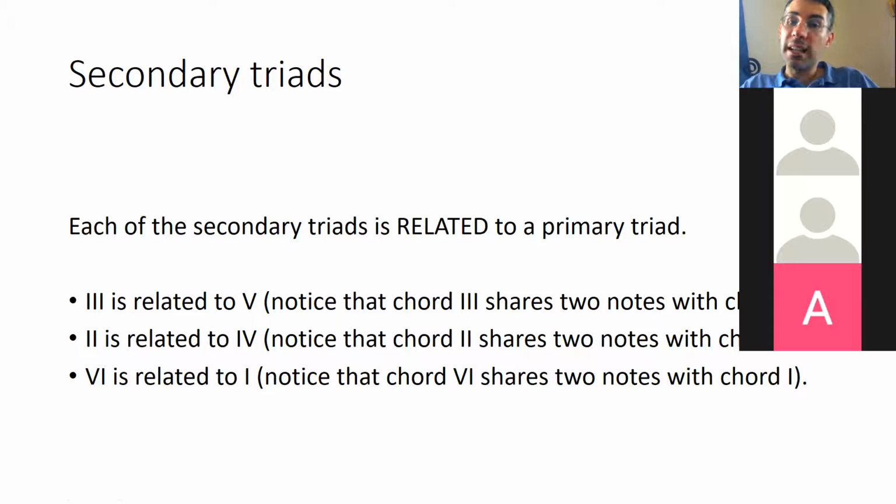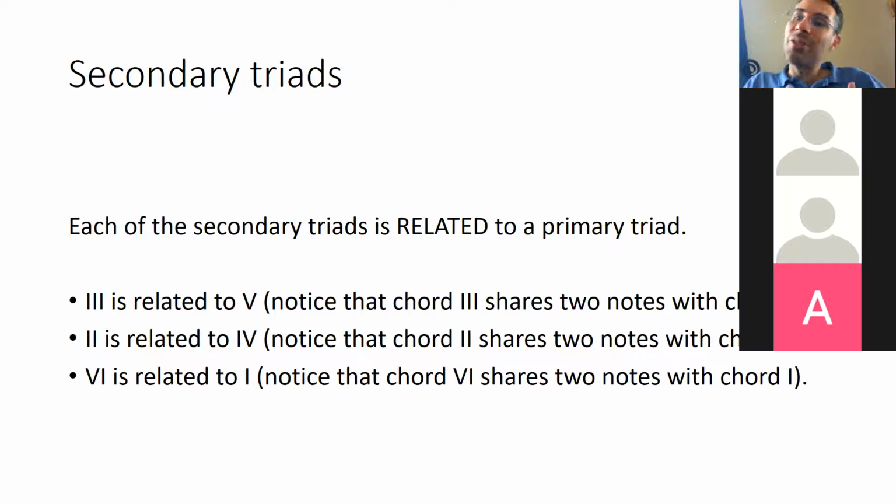Each of the secondary triads is related to a primary triad. Now you'll remember that relationships are quite strong in music. We've spoken about how a major key is related to a minor key, and we've also spoken about how modes are related to each other because they share the same key signature. Well, the same is true in chords and triads.